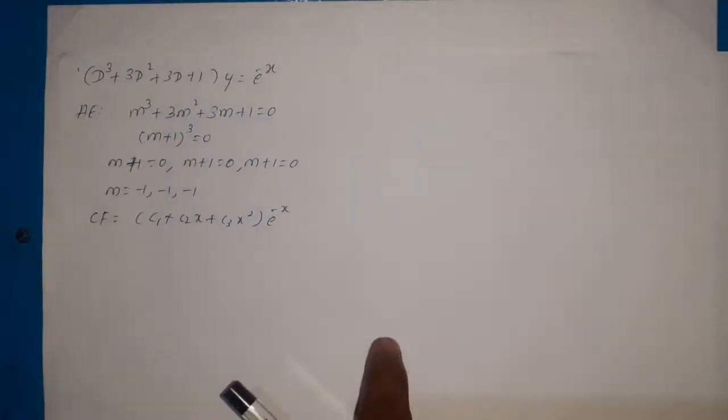Solve the example (D cube plus 3D square plus 3D plus 1) y is equal to e power minus x. So here this is the given differential equation. On RHS we have e power minus x. So therefore we need to find the complementary function as well as the particular integral. So for finding the complementary function we need to write the auxiliary equation.